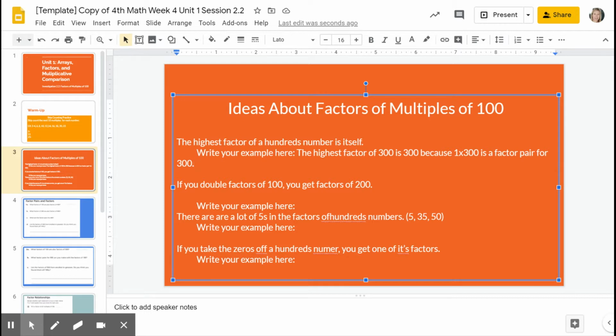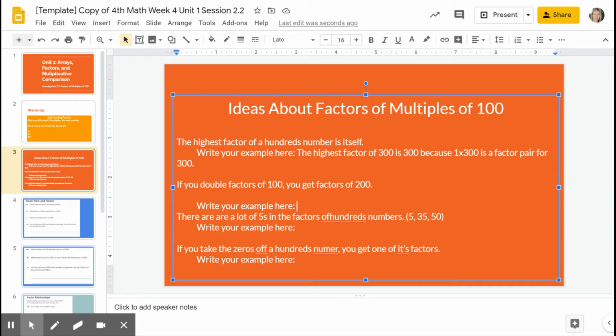All right, the next one says, if you double factors of 100, you get factors of 200. Okay, so think of the word double. What operation can we do to double a number? Well, there's a couple of things you could do. You could multiply it by 2. So if I wanted to double the number 5, I could multiply it by 2. 5 times 2 is 10. I could also add it to itself: 5 plus 5 is 10. So there's a couple of ways you could do it.